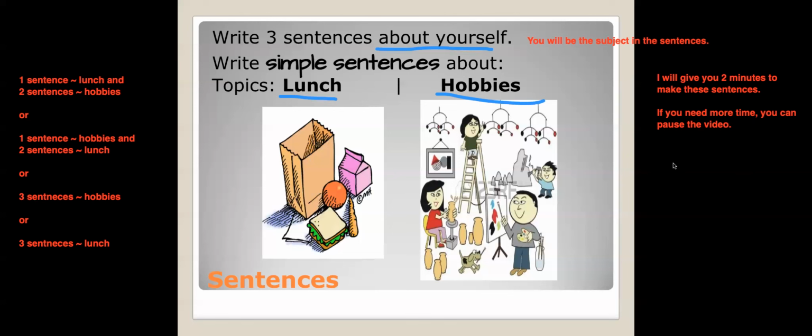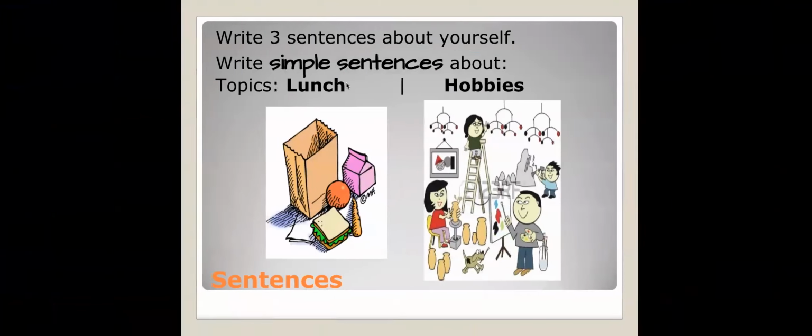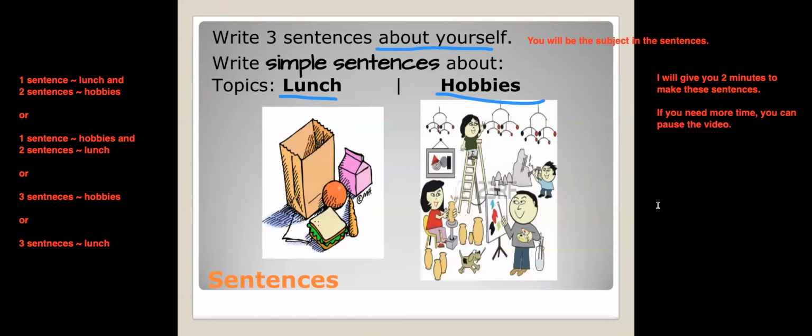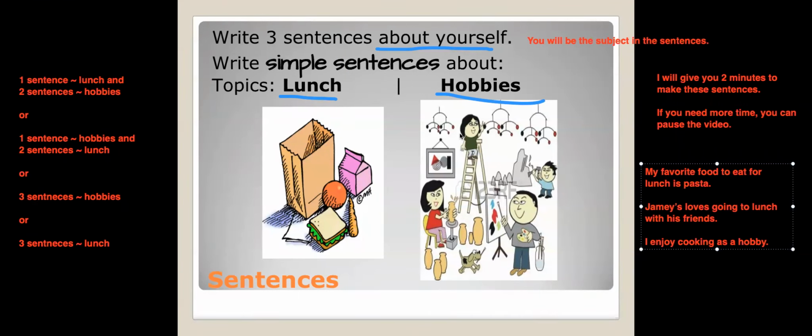Okay, so time's up. I have my example sentences here. And I will show you where the predicates begin. So right here in sentence one, my favorite food to eat for lunch is pasta. So is pasta is the predicate. And here, the predicate is loves going to lunch with his friends. And here, the predicate is enjoy cooking as a hobby. Okay. So those are my three simple sentences.